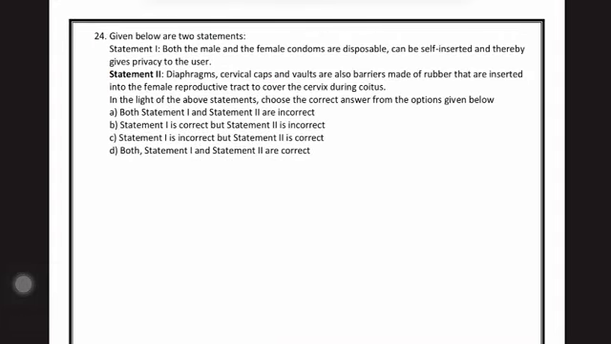Coming to 24th question. There are two statements here again. Both male and female condoms are disposable, self-inserted, and thereby give privacy to the user. Absolutely true. Statement 2. Diaphragm, cervical caps, and vaults are also barriers made up of rubber that are inserted into the female tract to cover the cervix during coitus. Again, true. So we'll select an option which says both 1 and 2 are correct. So that is option D.